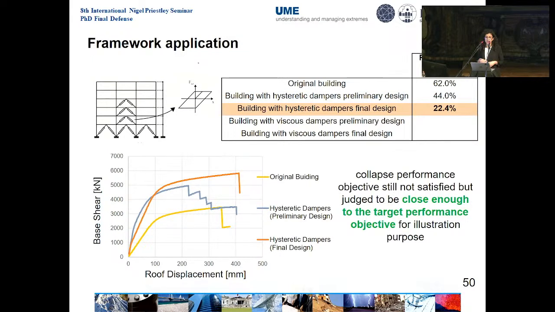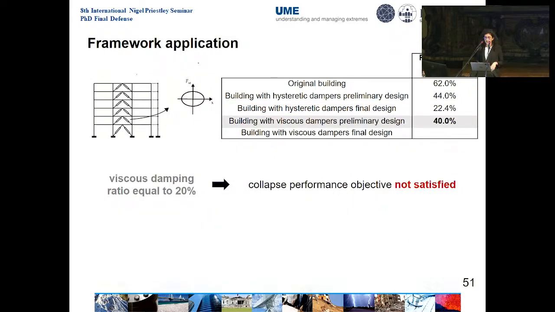So we iterate on the properties and the location of the hysteretic dampers till getting a probability of collapse of 22.4%. So this probability of collapse is still above our performance objective, that was 20%. However, for illustration purpose, we consider this probability close enough to the performance objective, and we are going to perform the loss estimation step for this structural configuration.